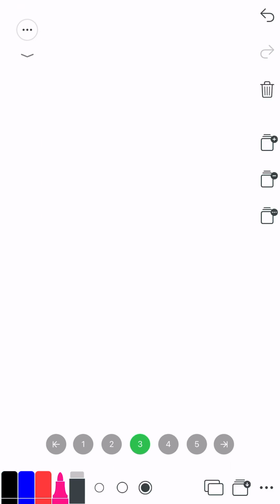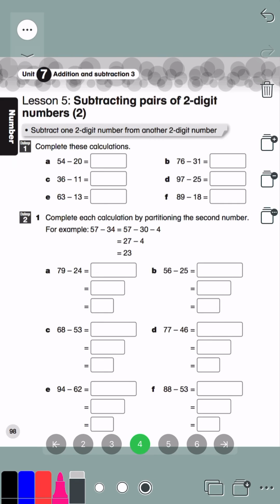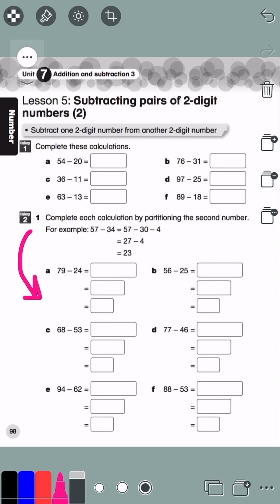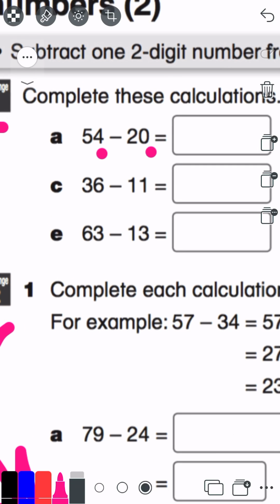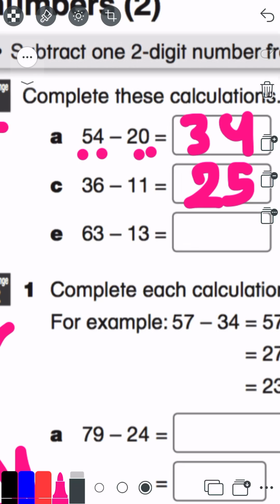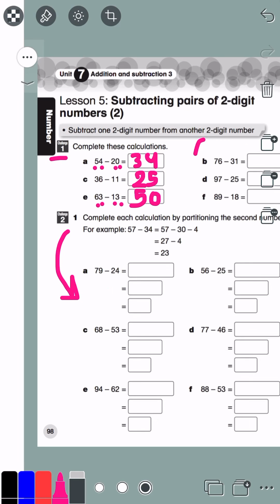But in this lesson, we are going to use partitioning in many questions, such as challenge 2. In challenge 1, all we're doing is to subtract right away the ones minus the ones and the tens minus the tens. 4 minus 0 equals 4. 5 minus 2 equals 3. 6 minus 1 equals 5. 3 minus 1 equals 2. 3 minus 3 equals 0. 6 minus 1 equals 5. Those are for you.